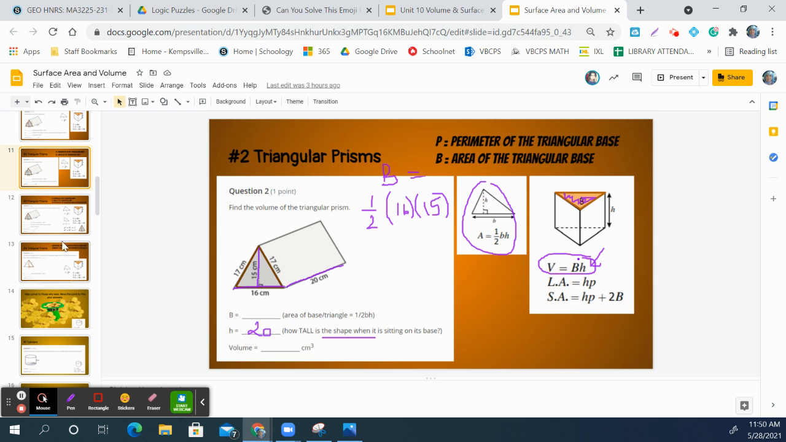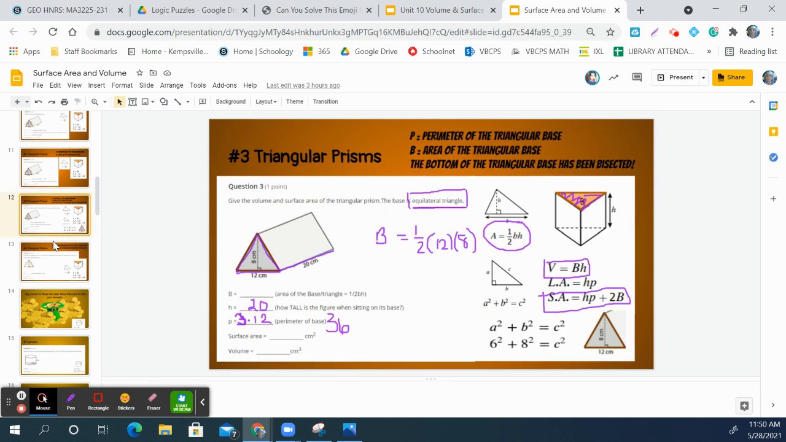The big B, are you on question 2 or question 3? So 12 times 8 divided by 2 is going to be 48. Yeah, absolutely. That big B is 48. So the tricky part is finding that big B and sometimes finding the height.